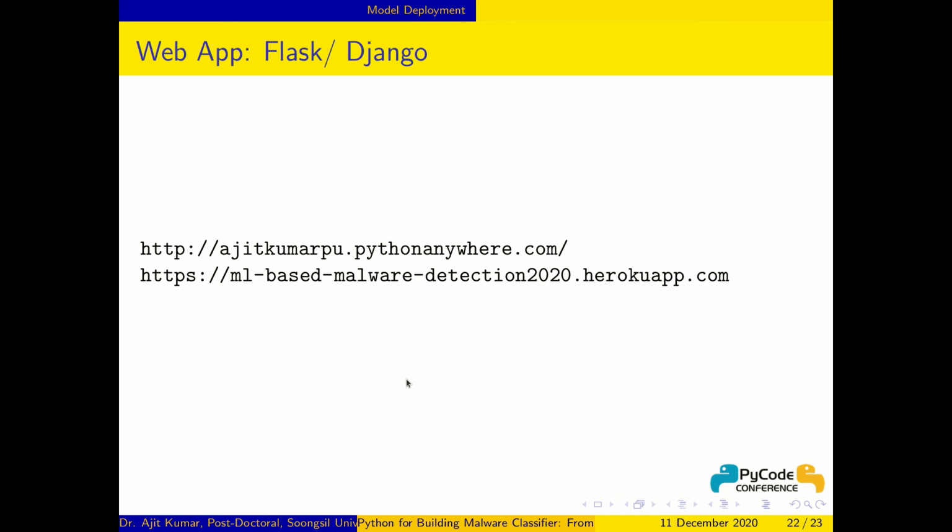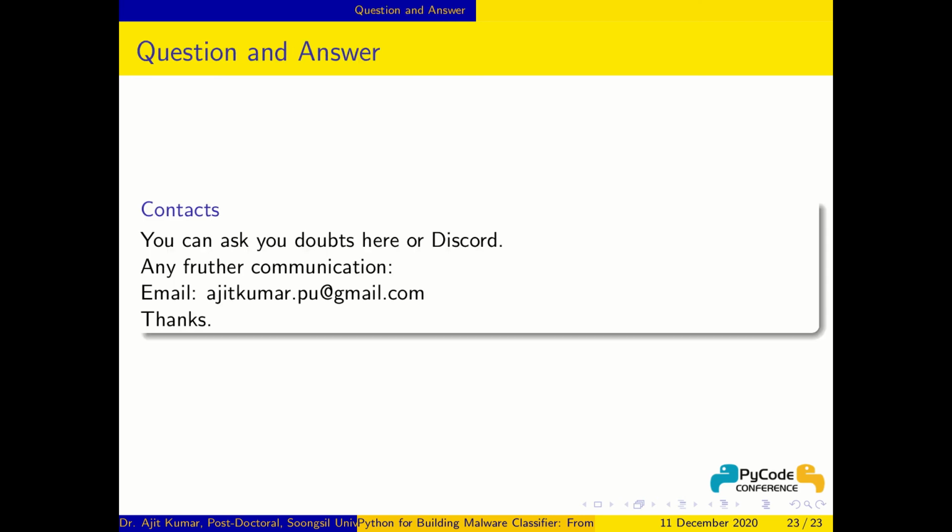So in this talk, I have explained what malware is and what the different classes of malware are. We showed you multiple steps of building a malware classifier, how Python can be used, and then once you have trained a model, how you can deploy that model to a web application, or in this case I have shown a web application. You can build an API and other things also. So I think that's it from my side.